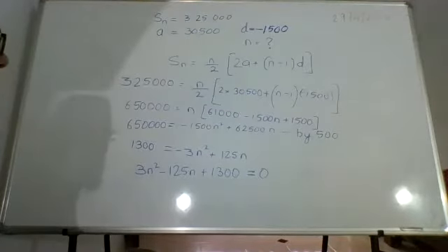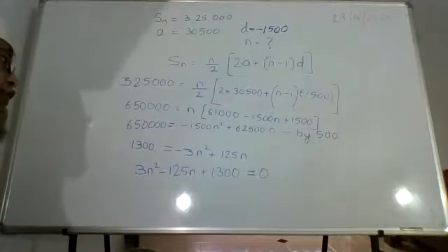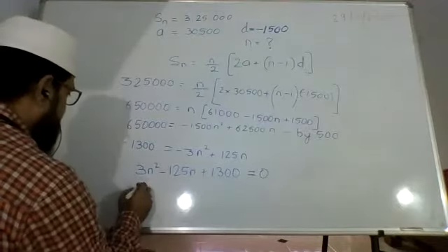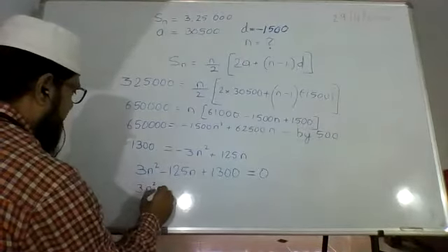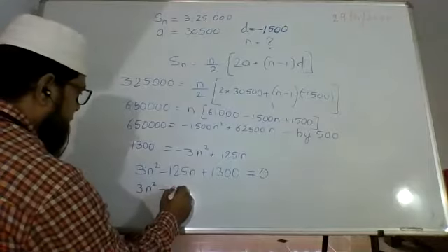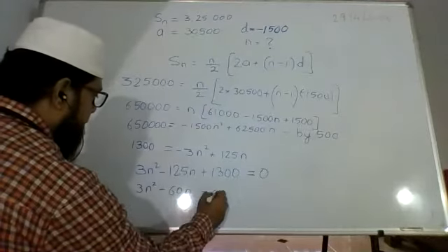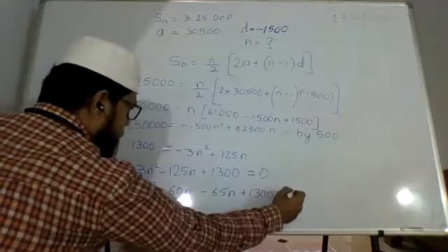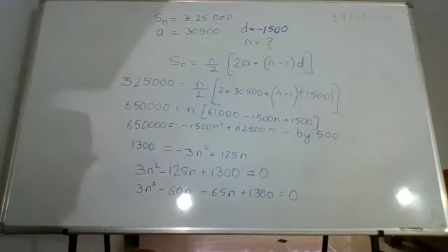So 3n square minus 125n plus 1,300 equal to 0. If I have to split this up, this will get factorized further. So this I can write as 3n square minus 60n minus 65n plus 1,300 equal to 0.